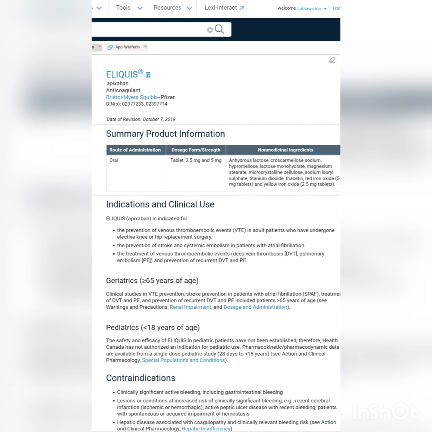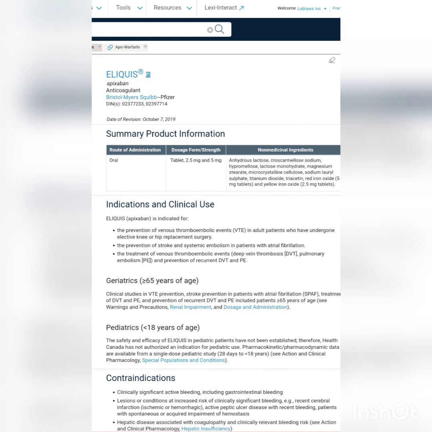For Eliquis, you'll be able to see a geriatrics and pediatrics format for the indications as well. It may be used for different indications in different patient populations. So when can a drug be used as a certain therapeutic agent, and when it cannot? This is the section you want to look for that in.